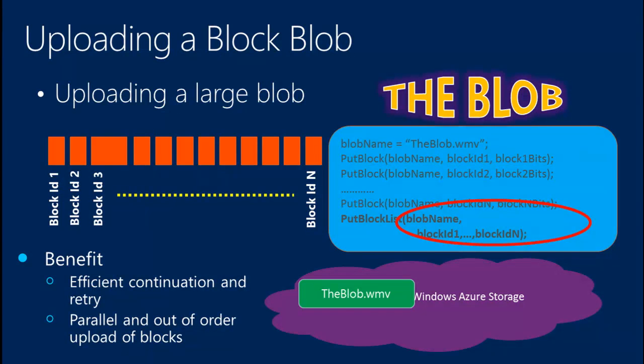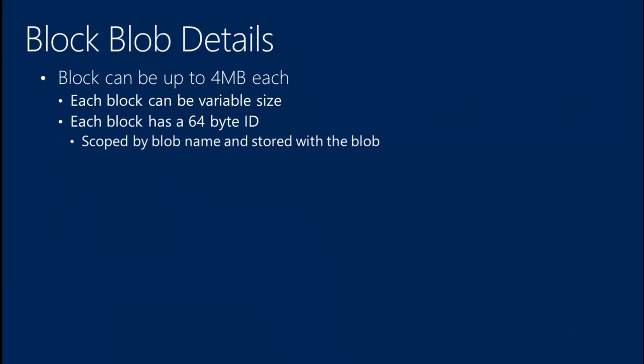Parallel and out-of-order upload of the blocks is possible here too. Each block can be up to 4 MB. Each block can be a variable size. So if you're doing some sort of buffering, especially with media that may not have a fixed block size, you could have a 1 byte block, you can have a 4 MB block. It doesn't really matter. The only key consideration there is you can only get 50,000 per blob.